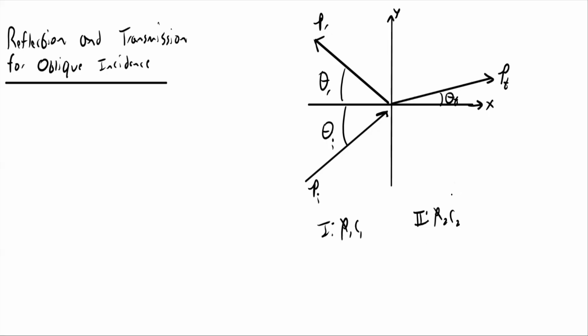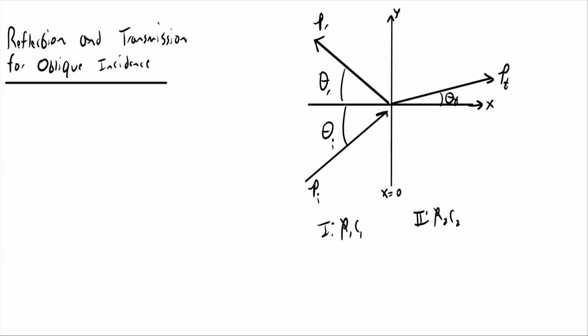I've drawn here on the right two fluids: fluid 1, which has a density ρ1 and a speed of sound c1, and medium 2 with a density ρ2 and speed of sound c2. And the interface here is at x equals 0.